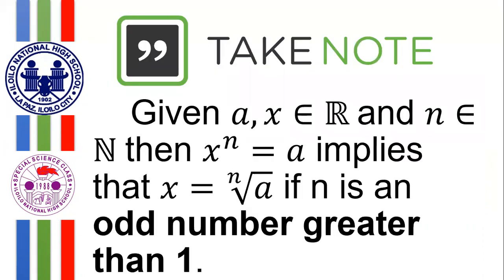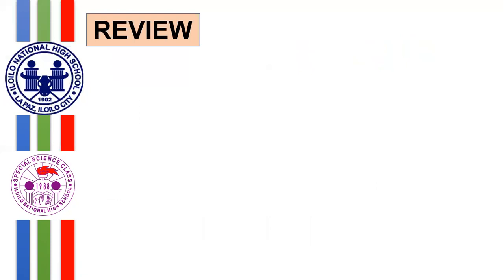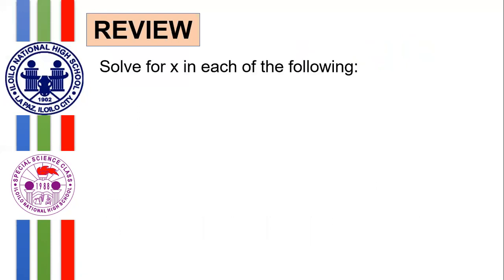Let us be reminded, and please take note: given a and x to be elements of the real numbers, and n a natural number, if x raised to n equals a, then this implies that x is equal to the nth root of a, if n is an odd number greater than 1. So to understand further what this means, let us have the following examples.